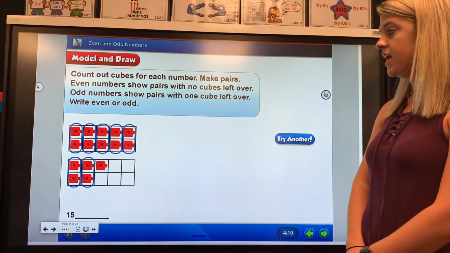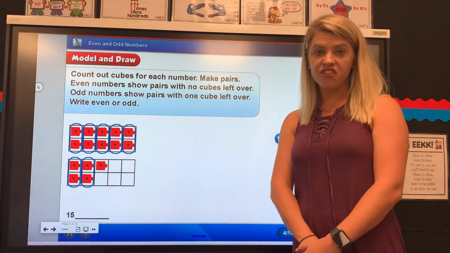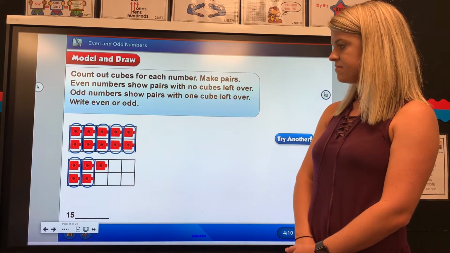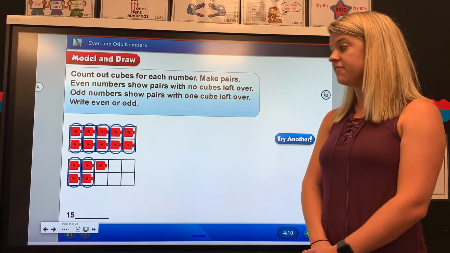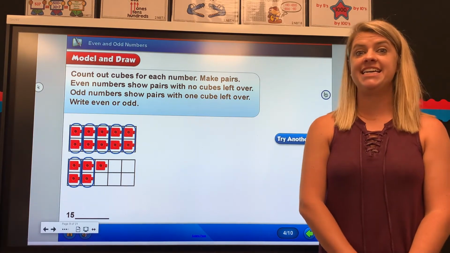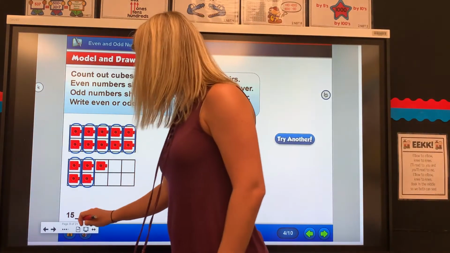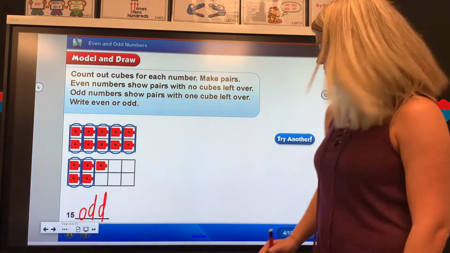I'm going to let you try this last one on your own. Let's see. It's the number 15. To look and see, do you see any left over, or are they all paired up? I see 1 left over, so that means this number is odd. That is correct. Very good. The number 15 is odd.